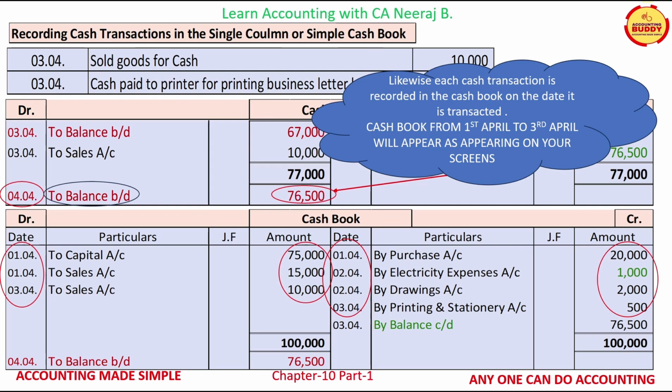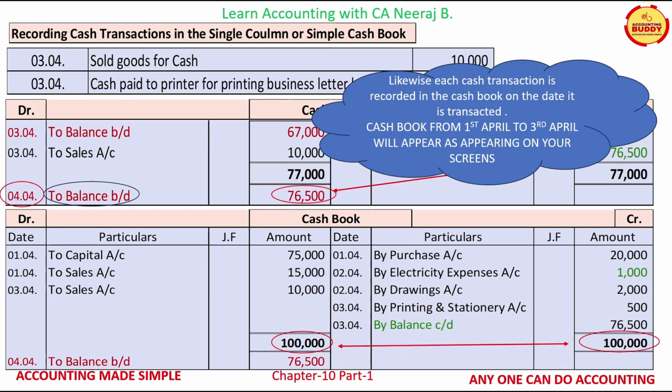Now when from the total of the left hand debit side of $100,000, the total of all the right hand credit side transactions is deducted, we are left with a balance of $76,500, which will be shown on the right hand credit side of the cash book by writing the words "by balance carried down" at the end of the day of 3rd April. Now the total of the right hand credit side will also become $100,000. Thus the account is said to be balanced.